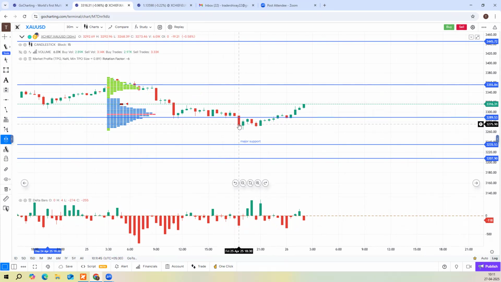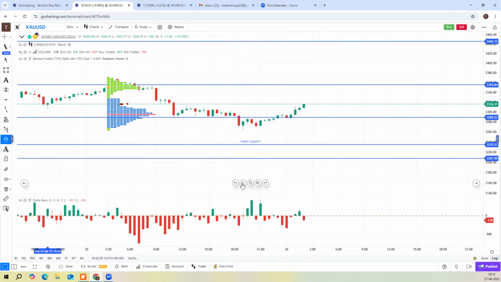Wait for proper confirmation. So first proper negative delta, then weak positive delta to the upside, and then again good delta starts coming to the downside, then we can initiate the trade. Otherwise, you should never enter. Because there's a lot of manipulation happening at the important levels, guys.